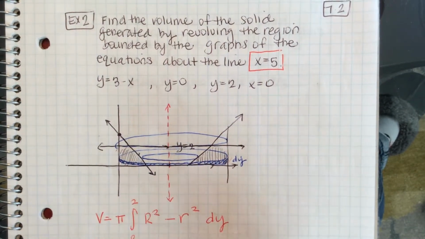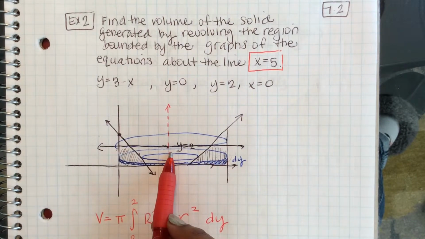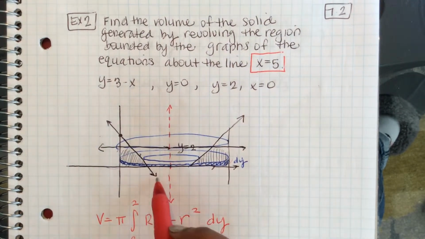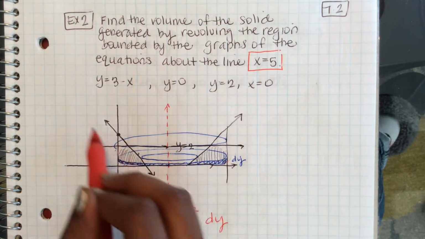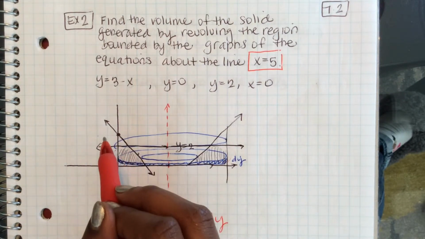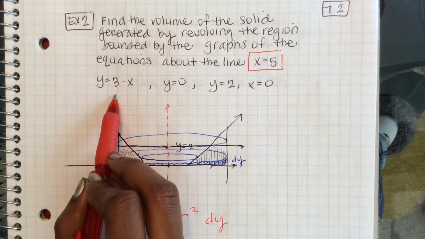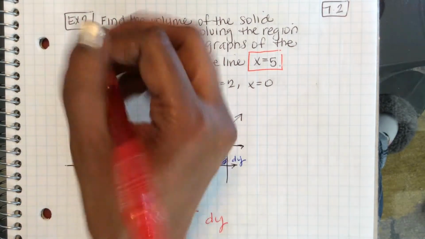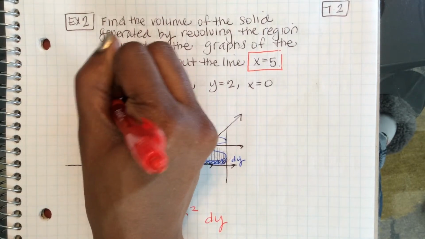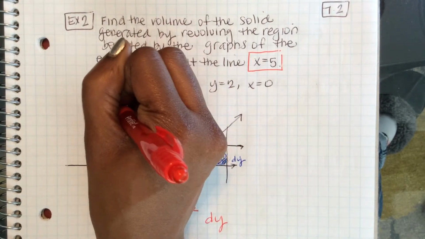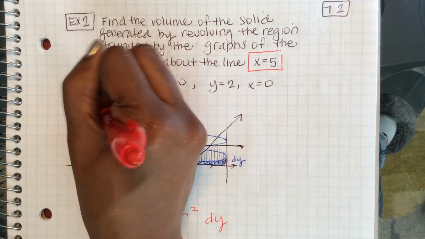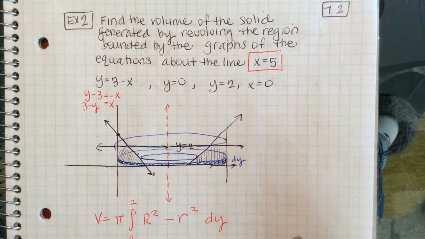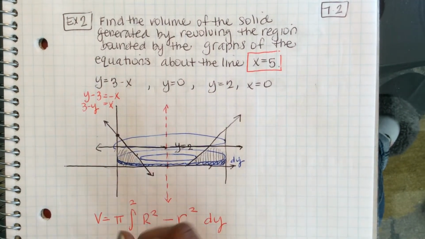Now my little radius, right minus left, is 5 minus this function as a function of y. So I need to solve this equation for x in terms of y. So I have y minus 3 equals negative x. X equals 3 minus y. So minus 3 minus y, dy.